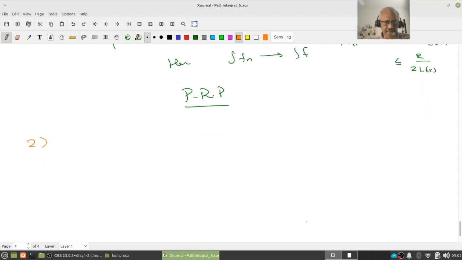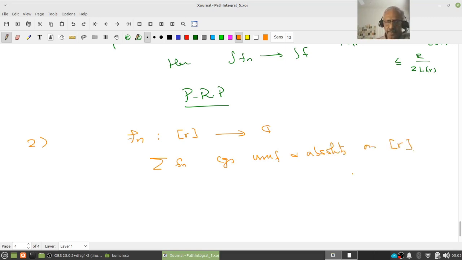The second application is for a series. Suppose the fk's are continuous functions from gamma to C, and the series sum of fk converges uniformly and absolutely on gamma. So I don't have to repeat this, I hope. You simply take Sn to be the summation of fk, k equal to 1 to n, then Sn converges uniformly to something, call it f.